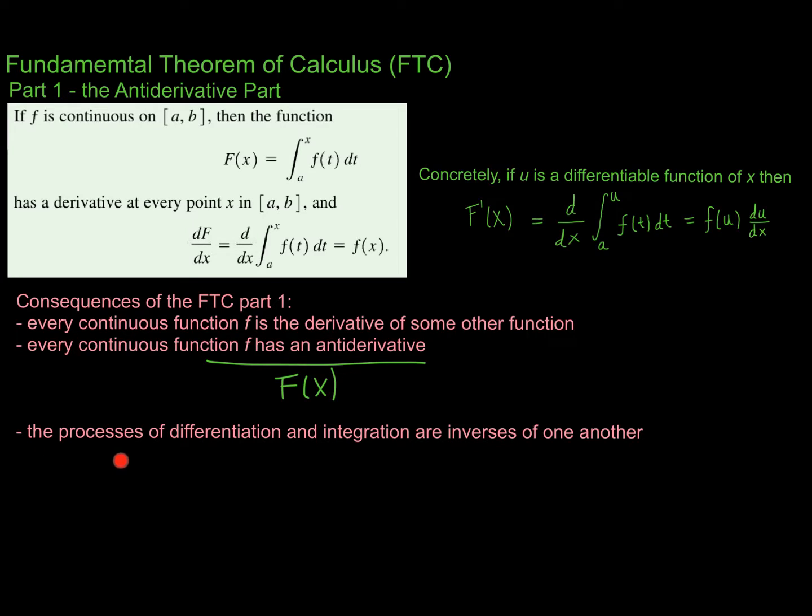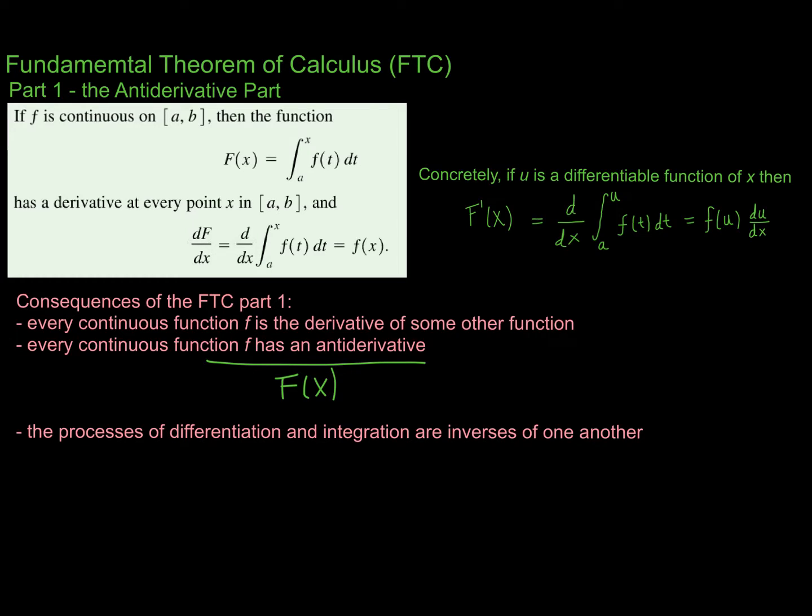All right, the processes of differentiation and integration are inverses of one another. And we can see this very clearly here. I'm applying the integration to my function f of t. And when I take the derivative of that integration, I'm finding that the rate at which it's changing is simply f of x. So they're essentially undoing one another.